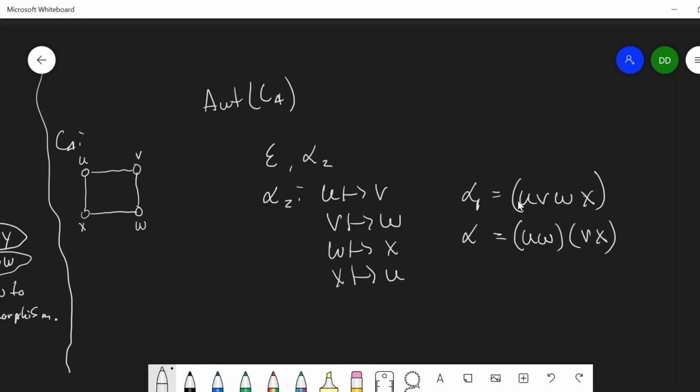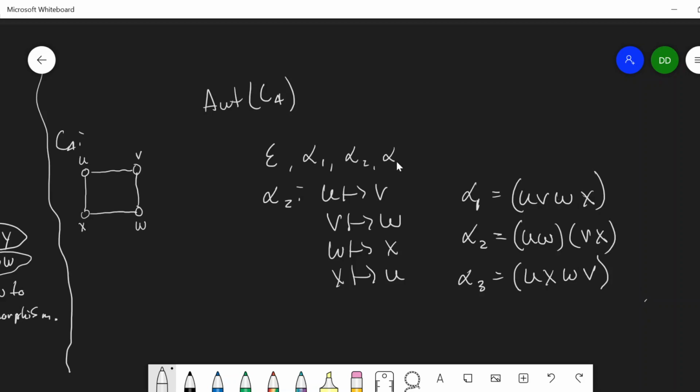Alpha 1 is this rotation by 90 degrees. Alpha 2 is our rotation by 180 degrees. And then alpha 3 will be our rotation either counterclockwise by 90 degrees or clockwise by 270 degrees. So U will get sent to X, X will get sent to W, W will get sent to V. We'll go around the other way. So that's U gets sent to X, X gets sent to W, W gets sent to V, and then V gets sent back to U.